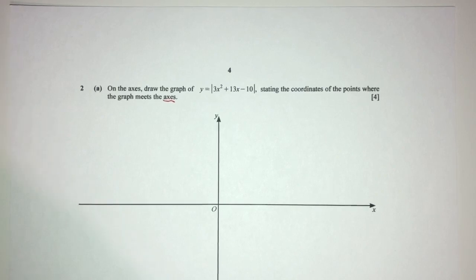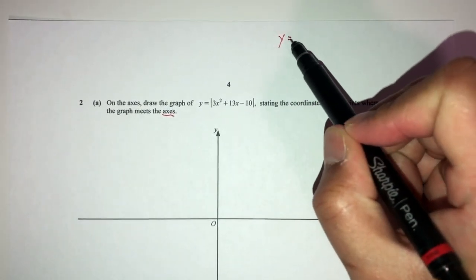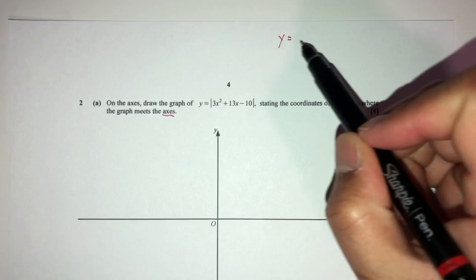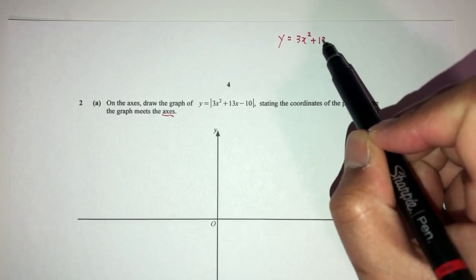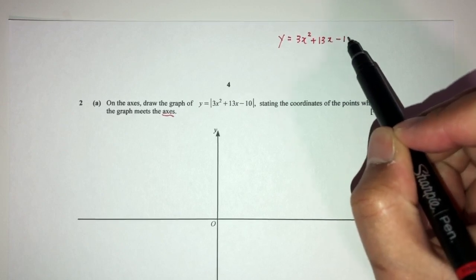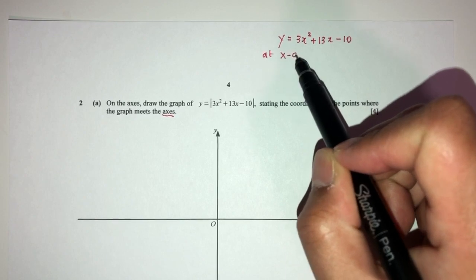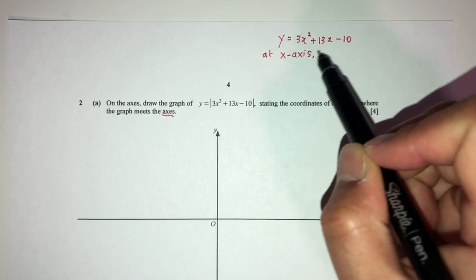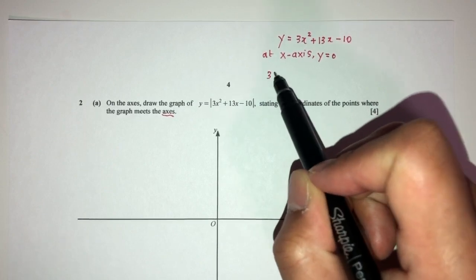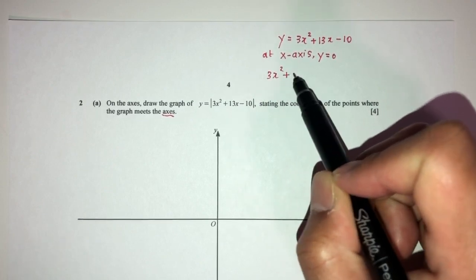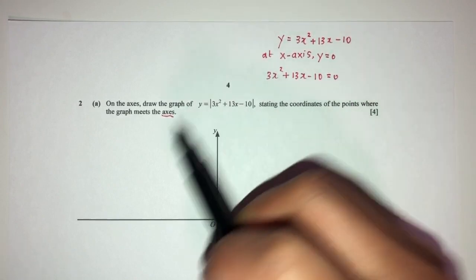One thing we can do is first ignore the modulus. We can first pretend y is equal to 3x squared plus 13x minus 10. Now at the x-axis, what do we know? It's always true that at the x-axis, y is equal to 0. You will have 3x squared plus 13x minus 10 equal to 0.